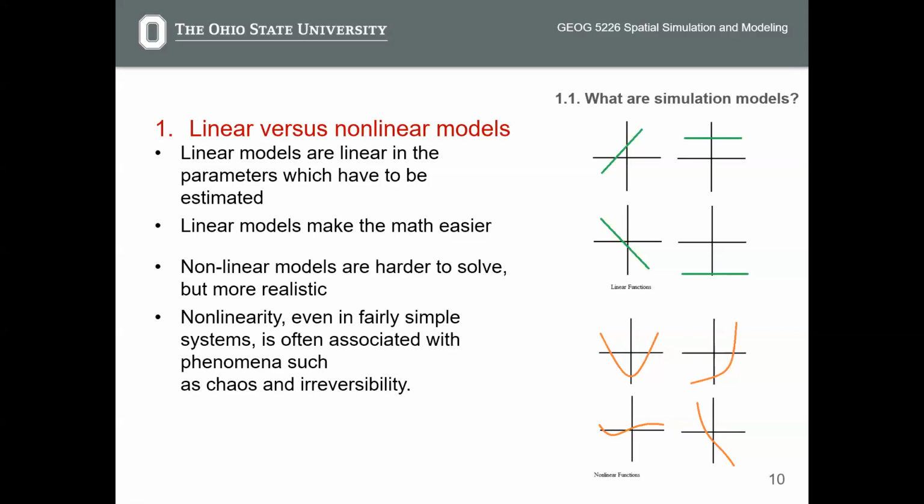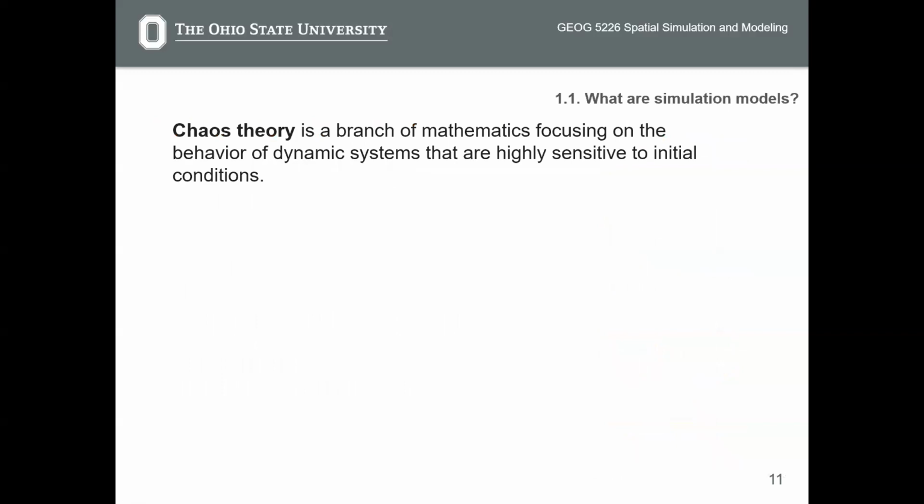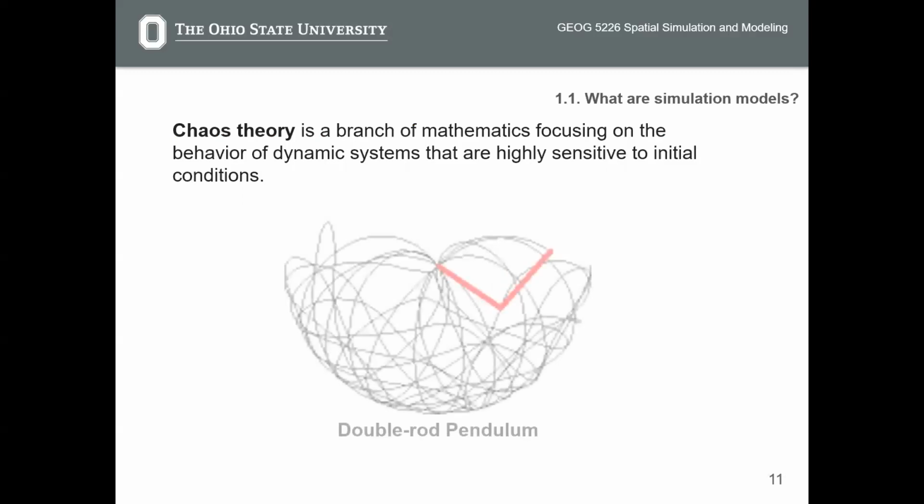So since we're talking about chaos, right? Let's see an example of chaos theory, or you can say a chaos phenomenon. Chaos theory is a branch of mathematics focusing on the behavior of dynamic systems that are highly sensitive to initial conditions. Here is an example.